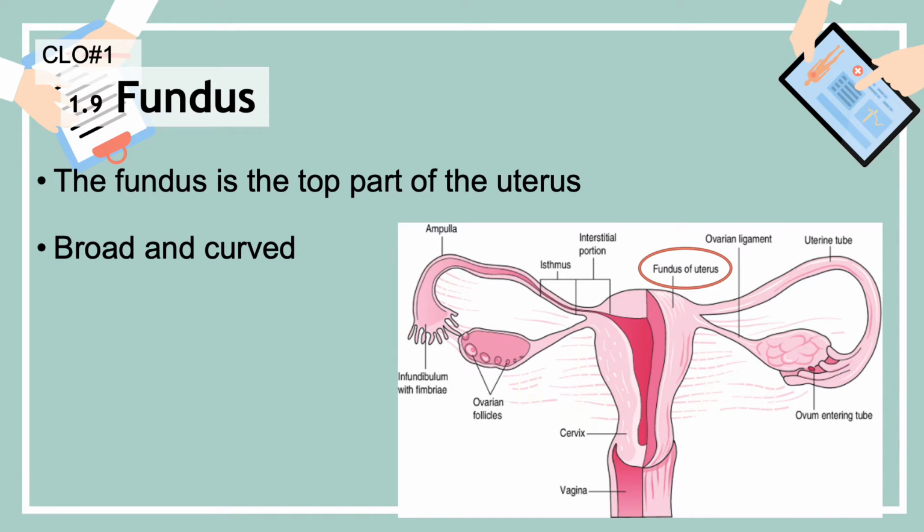Next is fundus. The fundus is the top part of the uterus and it is broad and curved. This is the part which is routinely measured in pregnancy to determine growth rates.